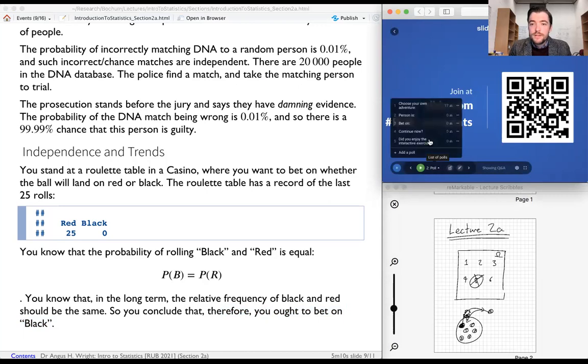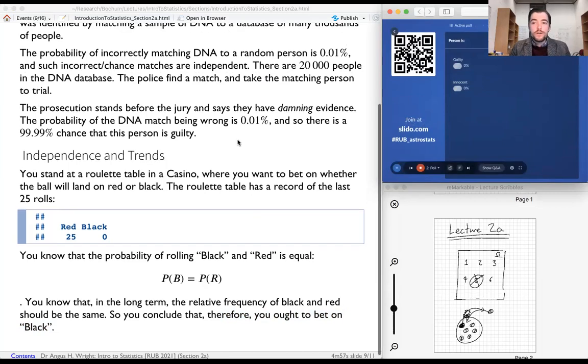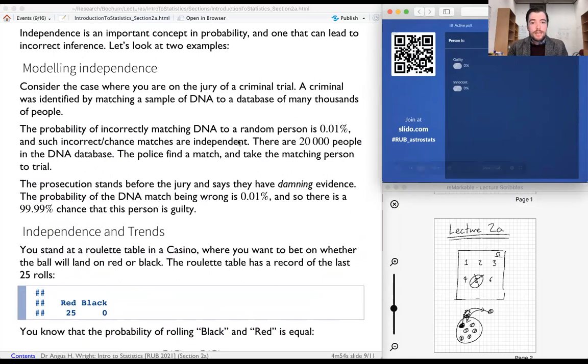So we're going to now have a very quick poll about our two scenarios. The first scenario is about modeling the DNA of this person on trial. I want you to tell me, as a juror, given what you have just heard about the 99.99% chance of the person being guilty, whether or not you think that the person is guilty or they are innocent.